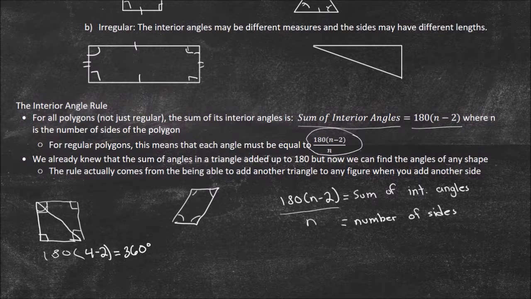So 180 times n minus 2 is the sum of interior angles of any shape. And for regular polygons, you can take that sum and divide by the number of sides to give you the angle measurement for every side. So hopefully this makes sense.